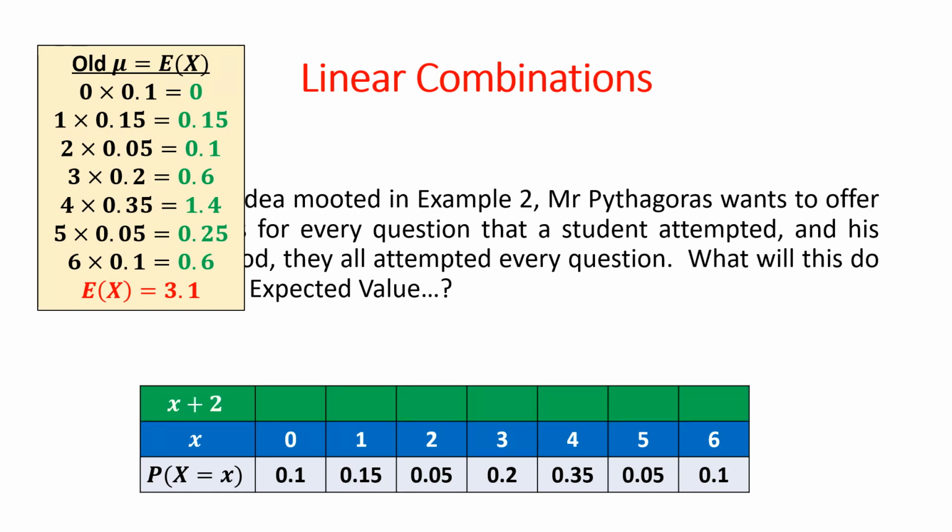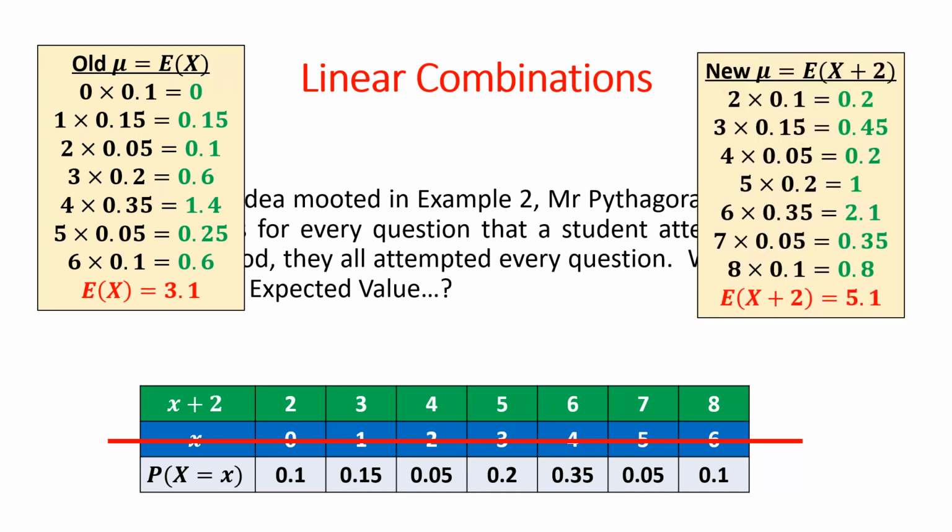So now we're going to take all the x values and add 2 to every value. And once again, we're going to work through the process of taking our new x plus 2 values and multiplying them by the probability to work out the new expected value of x plus 2. And we get an expected value of x plus 2 equal to 5.1.